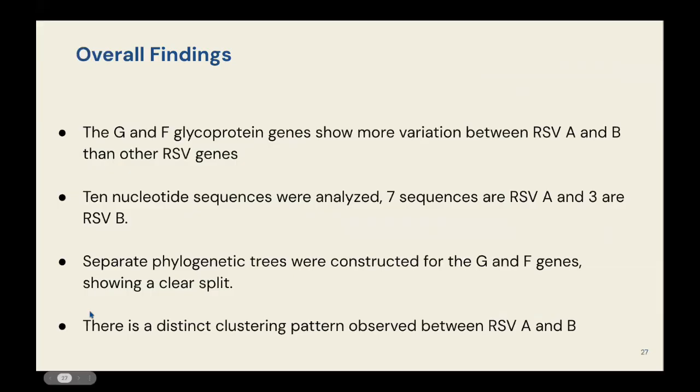Conclusion. Overall findings: the G and F glycoprotein genes show more variation between RSV A and B than other RSV genes. 10 nucleotide sequences were analyzed. 7 sequences are RSVA and 3 are RSVB. Separate phylogenetic trees were constructed for the G and F genes, showing a clear split, and there is a distinct clustering pattern observed between RSVA and B.